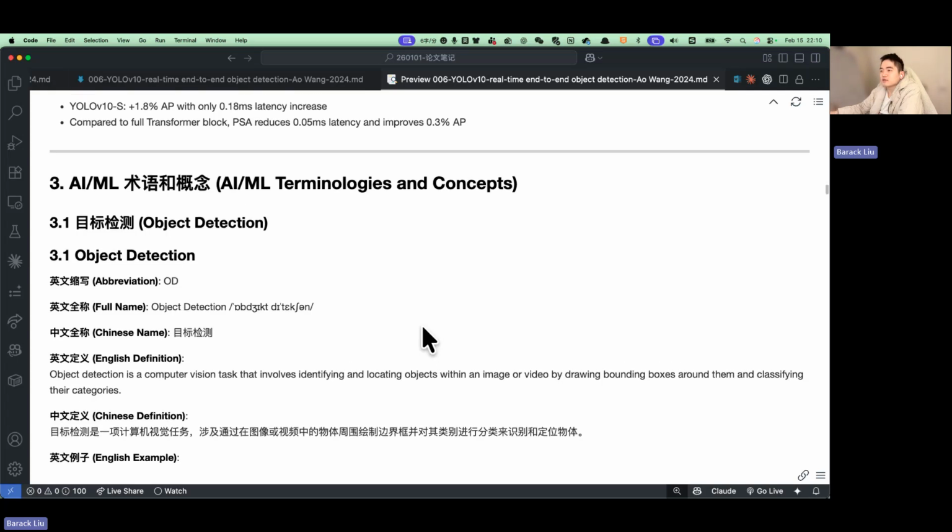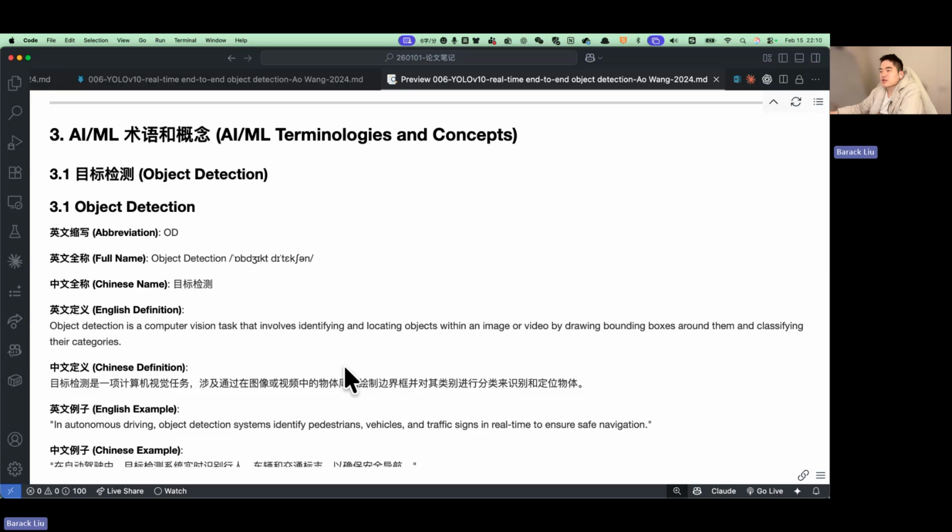Object detection, OD. Object detection is a computer vision task that involves identifying and locating objects within an image or video by drawing bounding boxes around them and classifying their categories.